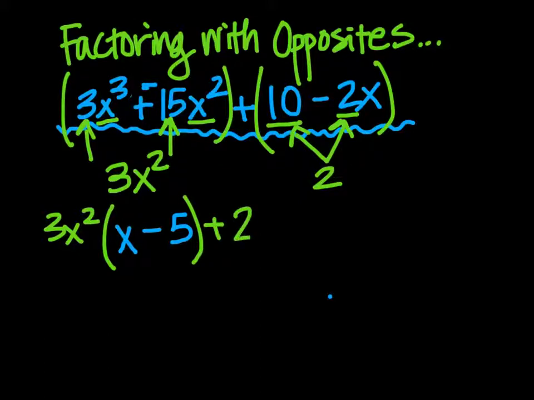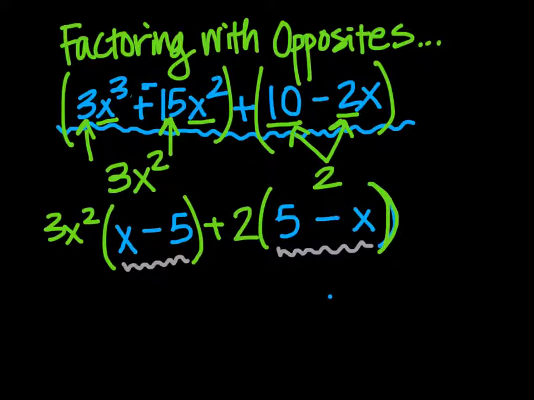Then we're going to add a 2, which is then multiplied by a whole mess of things. 10 divided by 2 is 5. Negative 2x divided by 2 is negative x. So looking at this, we have an interesting situation. We have 3x squared plus 2, and we have x minus 5 here and 5 minus x here. It looks very similar. However, we know that x minus 5 is not quite the same as 5 minus x. You're not going to end up with the same thing.